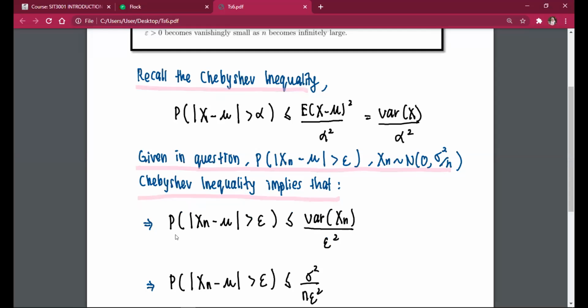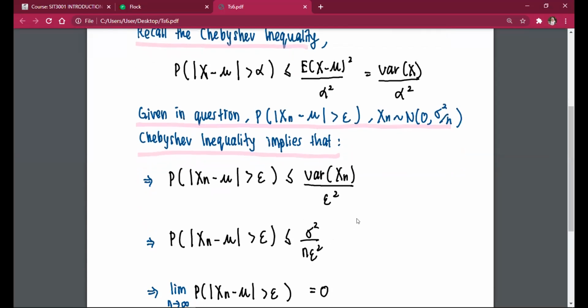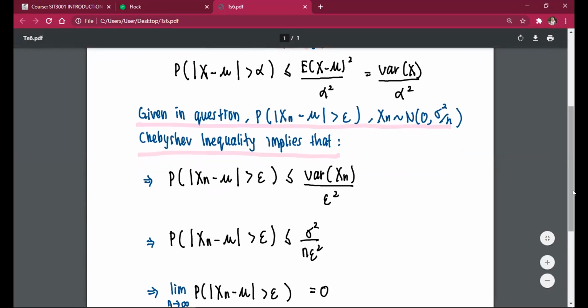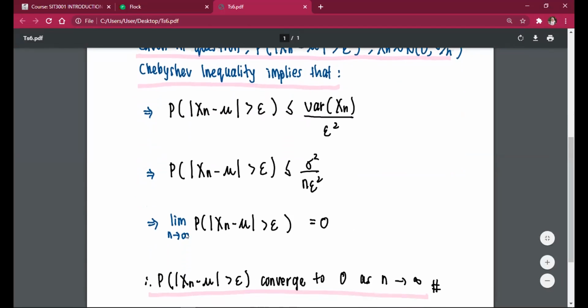We have the probability of absolute xn minus mu greater than epsilon is less than or equal to the variance of xn. The variance of xn is given, which is sigma squared over n. So I substitute into this. We have sigma squared over n epsilon squared. Since n is in the denominator, as it approaches infinity, it will become 0 or converge to 0. So the limit as n approaches infinity of the probability converges to 0. That's all.